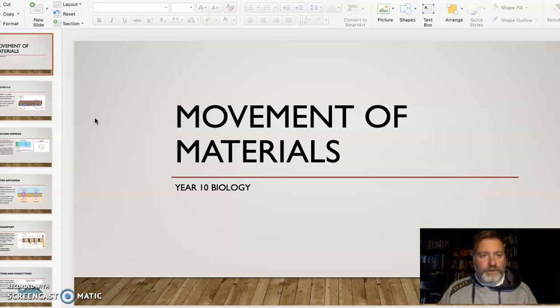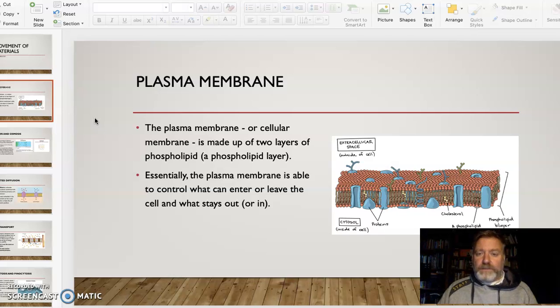I've already used the word diffusion in the previous video without explaining it, but it's one of the ways that things move. So, around each of our cells, we have this plasma membrane. And the plasma membrane is really quite an important, intricate device. You can see it's a very complex looking thing here in the diagram.